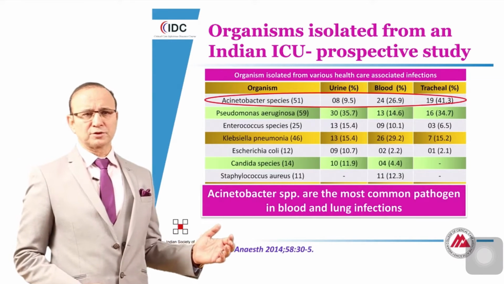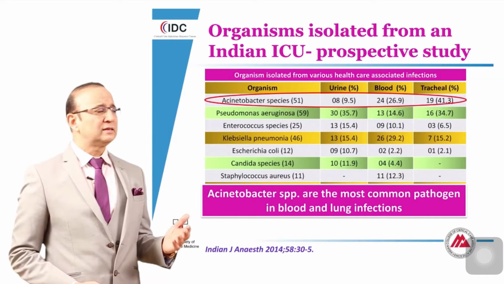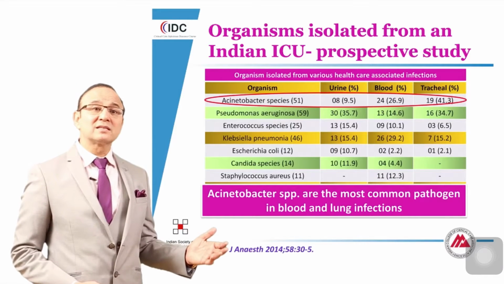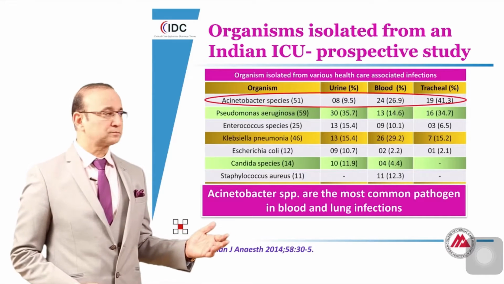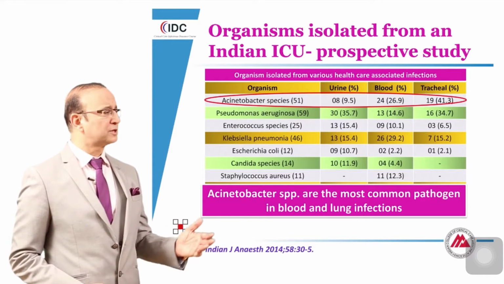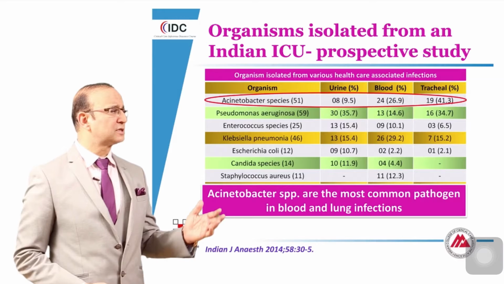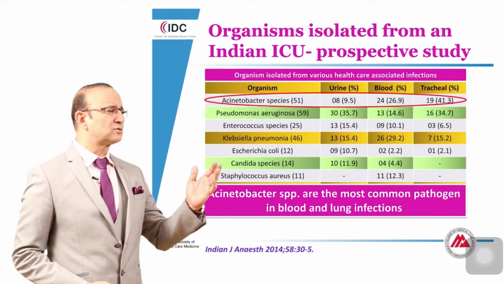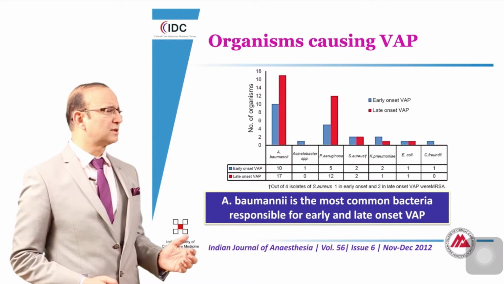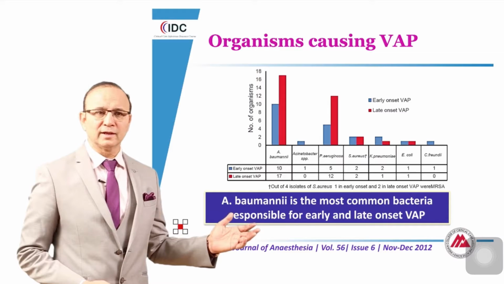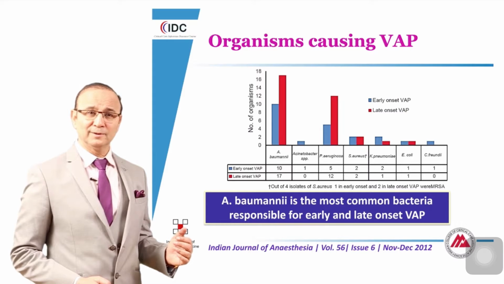There are studies published from our country where they have shown that these multi-drug resistant or XDR organisms are prevalent in the ICUs. They have spread all over India. This is a study published in the Indian Journal of Anaesthesia which shows that Acinetobacter species were the most common pathogen isolated from blood and lung infections. They also showed that in ventilator associated pneumonia, this was the most common bacteria isolated from early as well as late onset ventilator associated pneumonia.